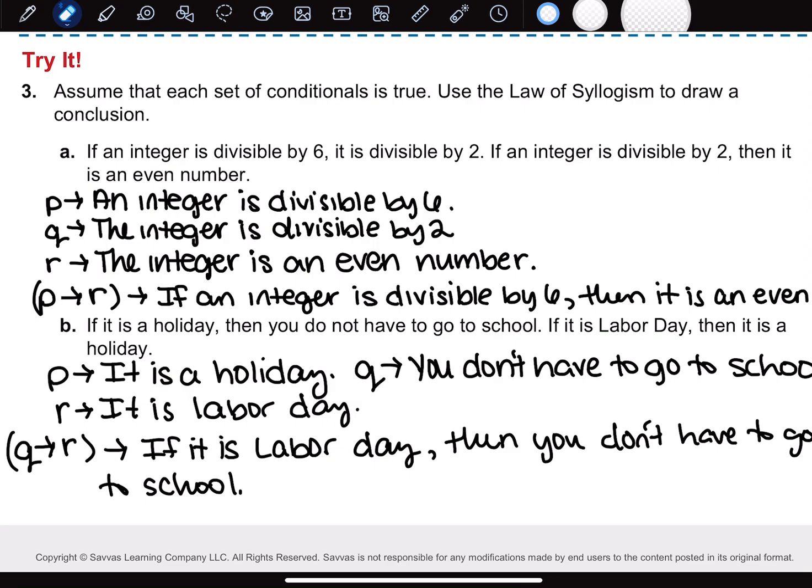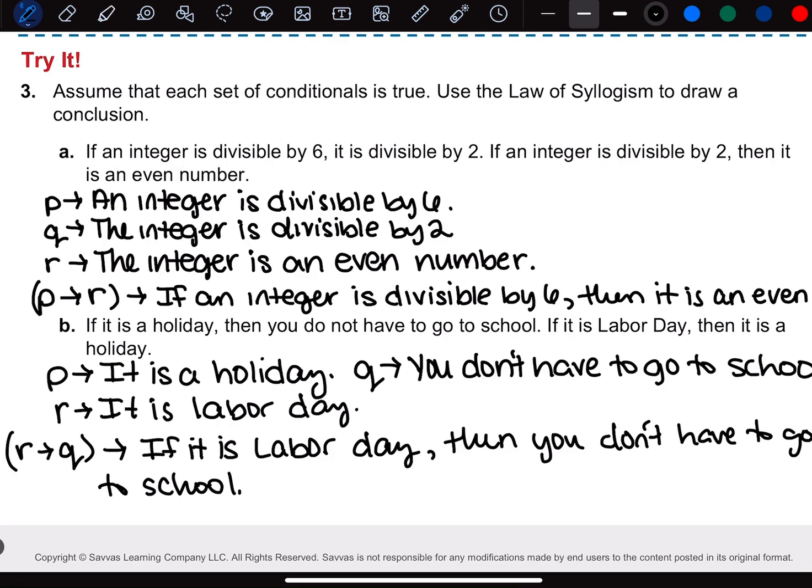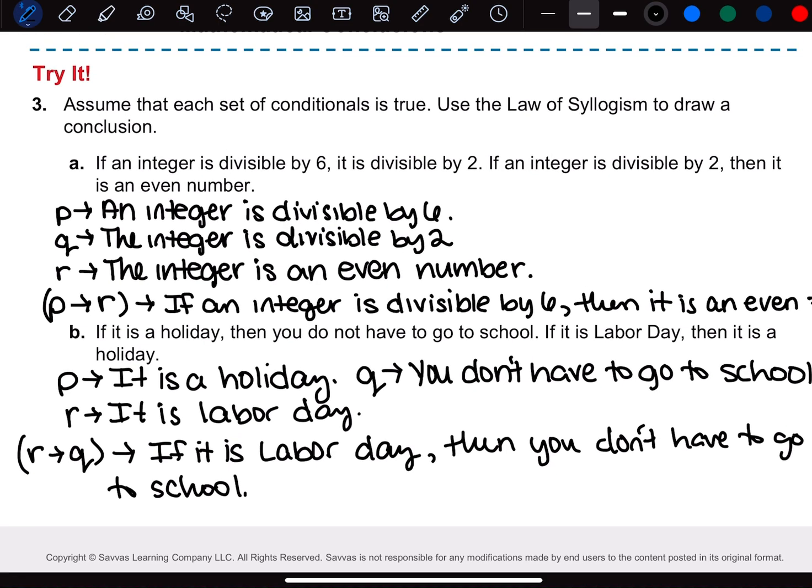And this was actually, I made an error. It's an R to Q then, because of the order. If it was a Q and R, you would then say, if you do not have to go to school, then today is Labor Day. So I just switched them, but this was good. It's fine.